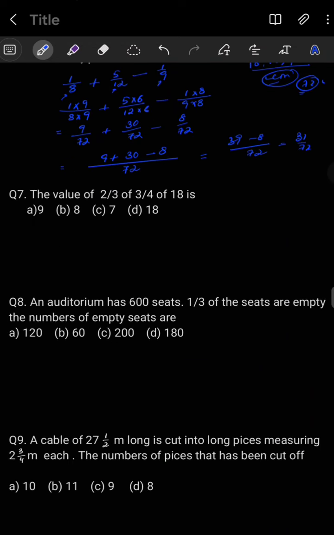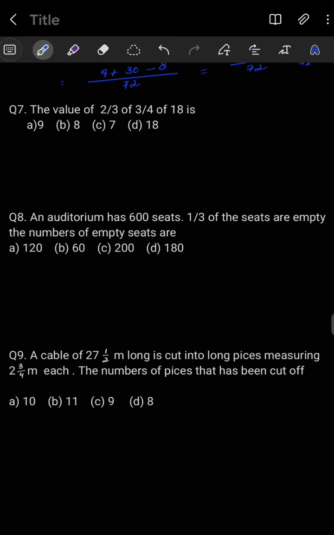Okay, then let's solve the next question. They ask here what the value of 2 upon 3 of 3 upon 4 of 18 is. To solve this kind of question, it is a very easy question. In place of "of" you give a multiplication symbol. So 2 upon 3, then multiplication, then 3 by 4, again "of", so keep a multiplication symbol and write the value given: 18. Okay, now what do you have to do?